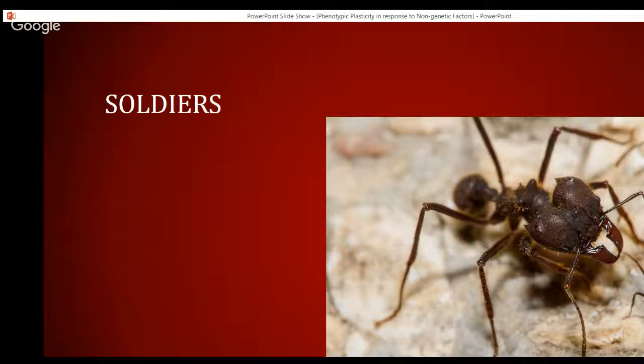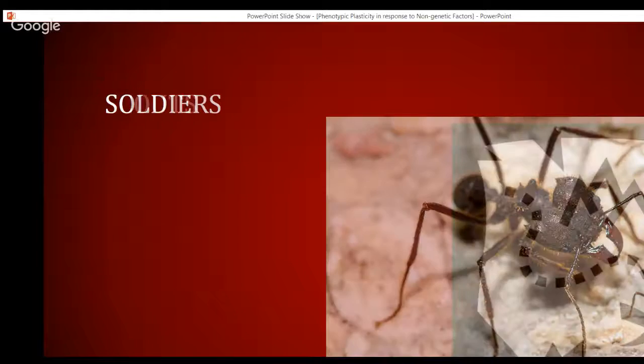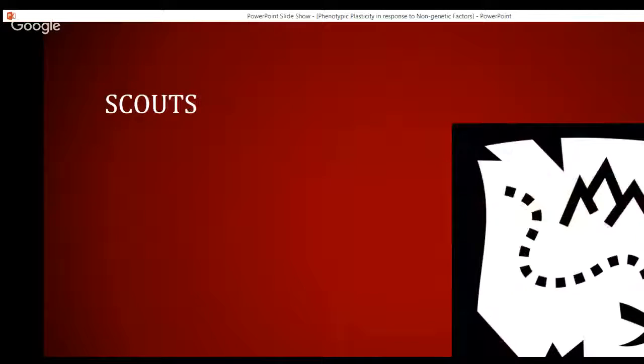Now, both of these are workers. One is bigger and one is smaller. They're called major and minor workers, but they both have the same task, just a difference in size. Then there are scouts in some groups, particularly the ants. They go and look for resources for the colony, such as food or water, and then they communicate it to the workers who can come and gather it.